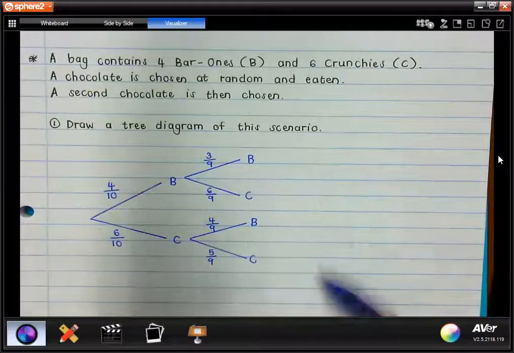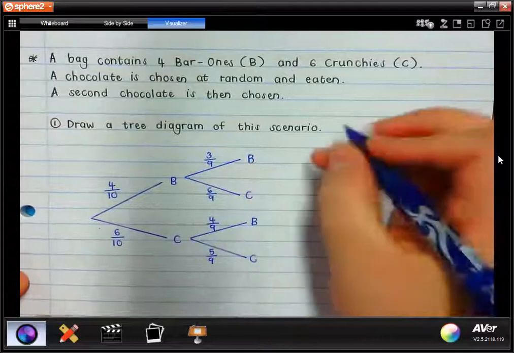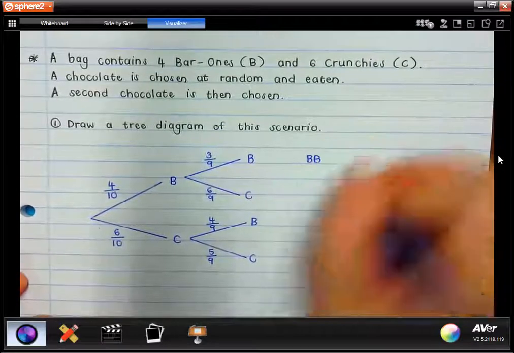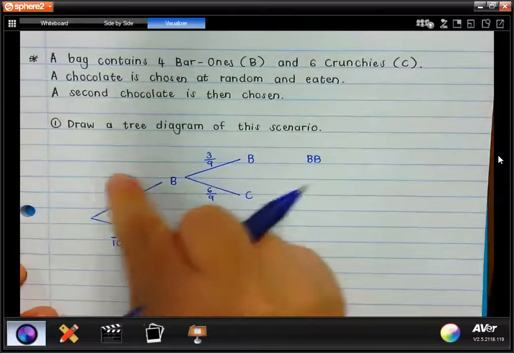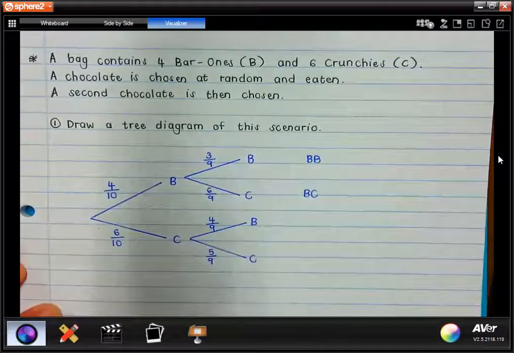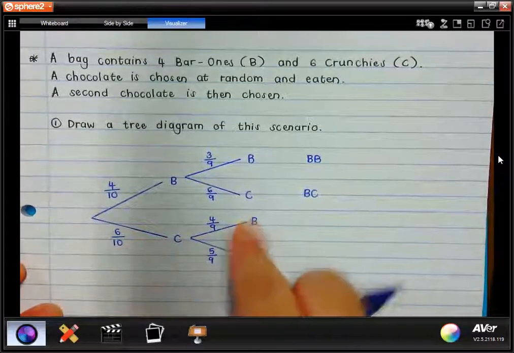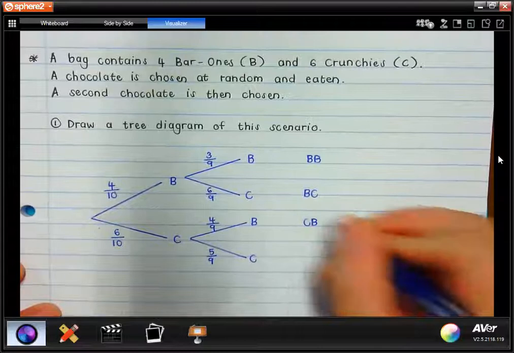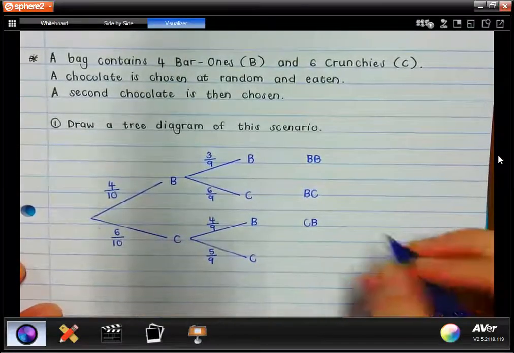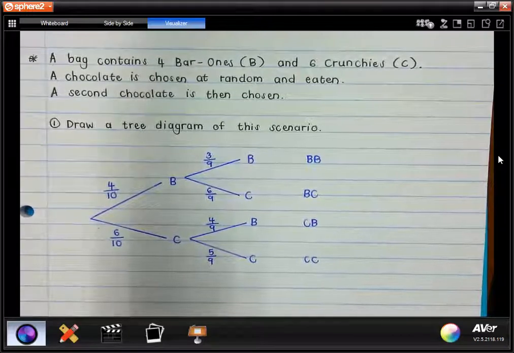Let's do our outcomes here at the end. What's happening here? I'm eating a bar one and then I'm taking out another bar one. So that is BB, 2 bar ones. If I'm following these branches here, I'm taking out the bar one and then a crunchy. If I'm following the bottom branch there, I'm taking out a crunchy and then a bar one. Then a crunchy and another crunchy. So 2 crunchies. I never said the word crunchy in a short period of time like this. Okay, does that make sense, guys? That's the tree diagram done.